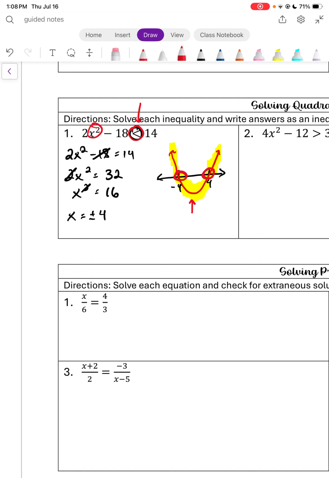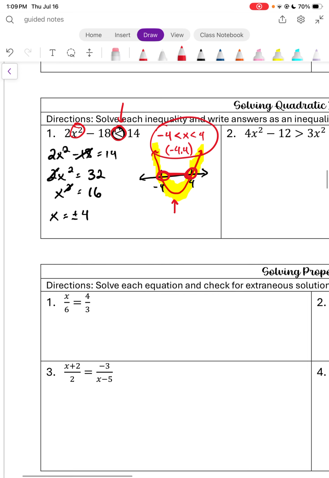Our answer is going to be everywhere from here to here. The way we're going to write that is x is everywhere from -4 to 4. We could write that as a sandwich: -4 is less than x is less than 4. We could write it in interval notation, all the values from -4 to 4, not including them. Either one of those methods will be fine.